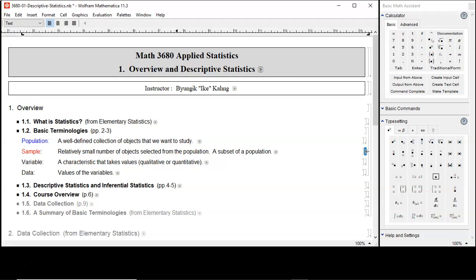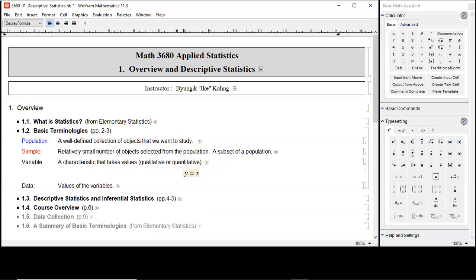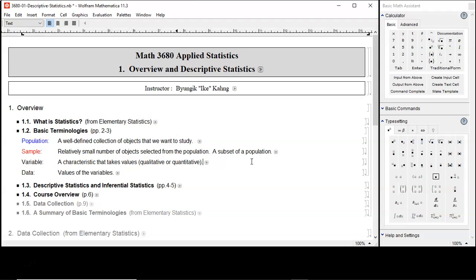Now, the next concept is variable. As for variable, please do not get confused with variables from algebra or calculus. Things like this: X is an independent variable, Y is a dependent variable. None of those apply here. This is statistics, not algebra. In statistics, a variable is a characteristic that takes values, and the values can be either qualitative or quantitative.